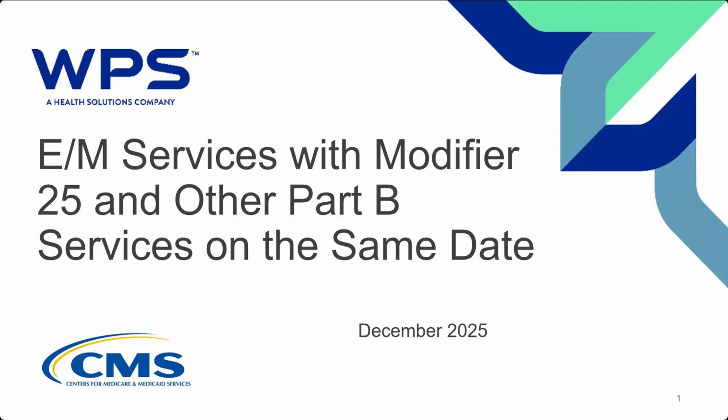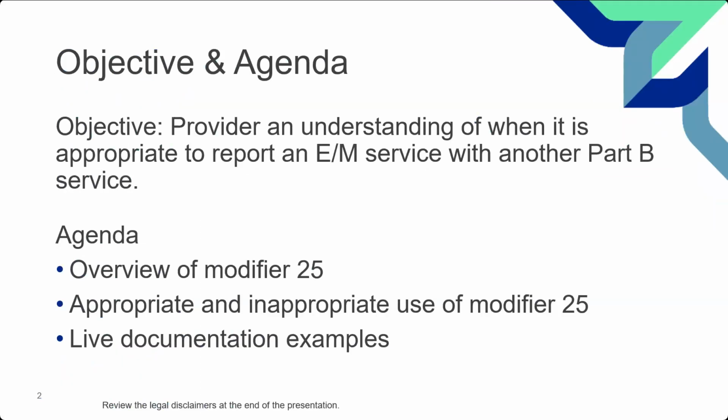So in order to do that, our objective is to provide you with a better understanding of when it's appropriate to report a separate E&M service with another Part B service using that Modifier 25. We're going to be talking about how to use that Modifier 25 when billing. It all comes down to what was done for the patient and if that documentation is going to support that. So we're going to talk through what we're looking for and give you some examples. We are going to also show you both sides of it, including the appropriate and inappropriate uses of Modifier 25.